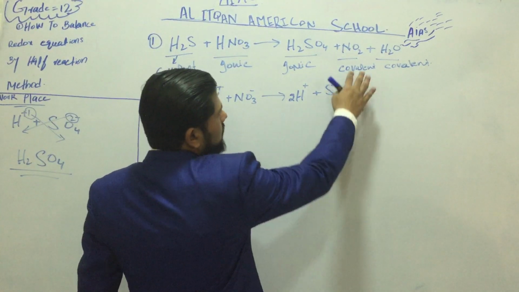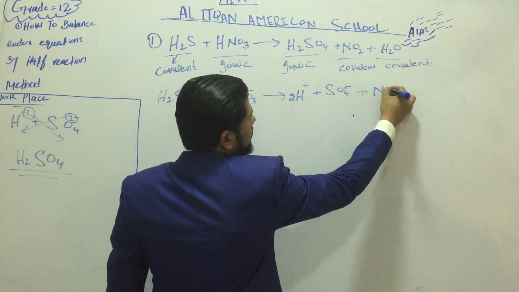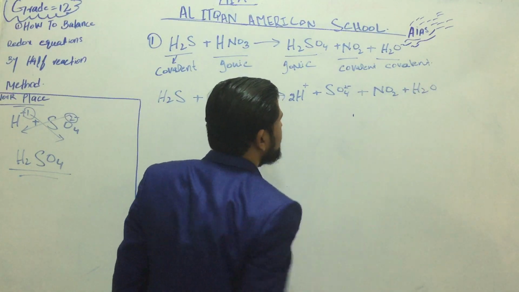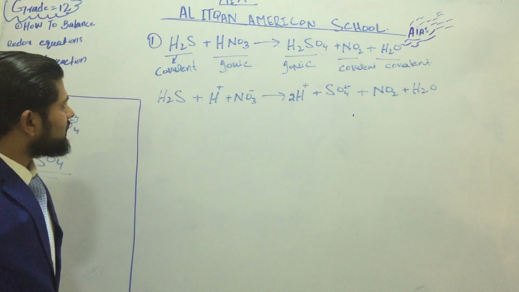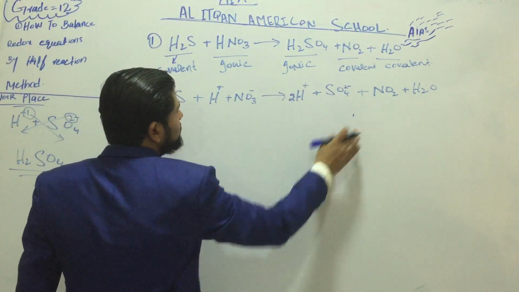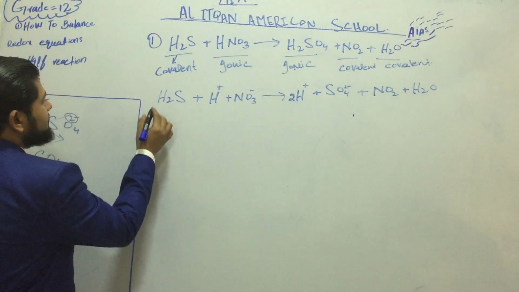So this is how H2SO4 is made. And NO is covalent, so we cannot separate it here, and water is also covalent. So in this step you learn about ionic and covalent compounds, and you divide the ionic compounds into ions.